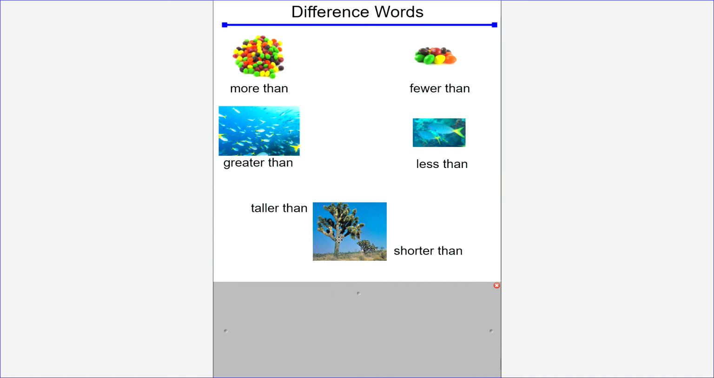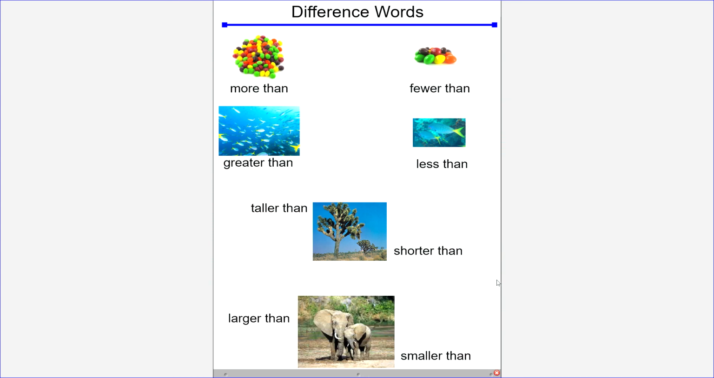Other common difference words would be taller than and shorter than. You can see that this tree is taller than this tree. This tree is shorter than this tree. When one thing is taller, the other thing is shorter. Taller and shorter are also difference words because they show that we're comparing the height of two items, or how tall two items are.